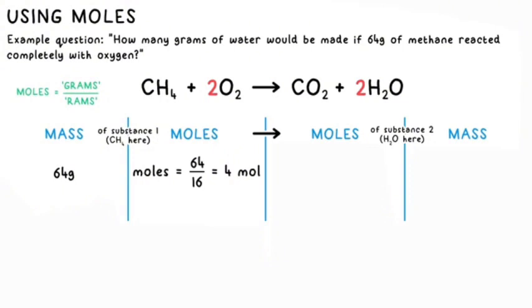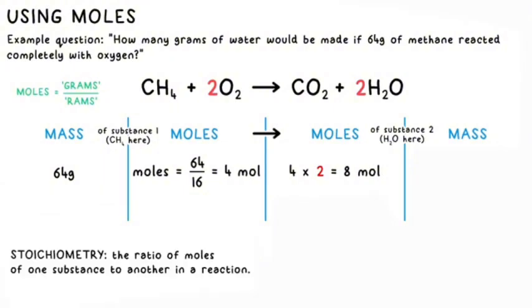But look, there's no number in front of the methane, but there is a 2 in front of the water, which means we must have double the moles of water. So that's 8 moles. By the way, we can say that the stoichiometry is 1 to 2. That just means the ratio of moles of one substance to another in a reaction. So all we have to do then is turn that back into mass using our equation by rearranging it. Put it into a triangle if you have to and cover up mass. Grams equals moles times RAMs, so that's 8 moles times water's RAM of 18. That's 144 grams of water made.